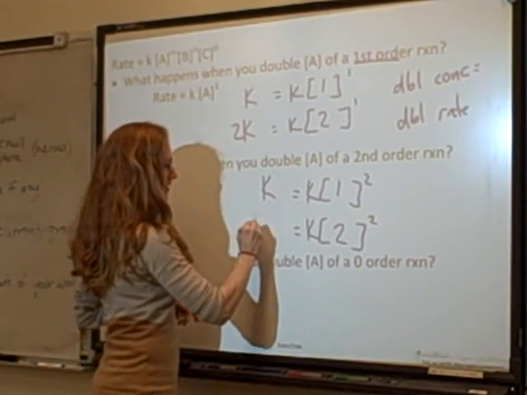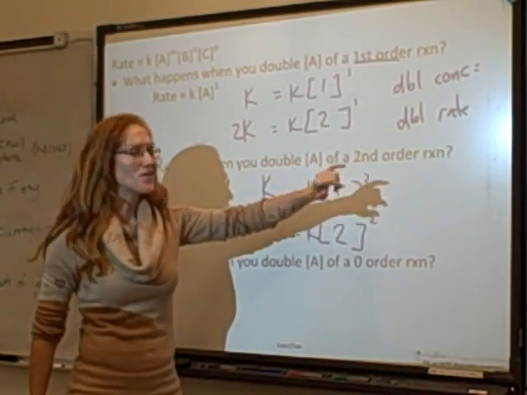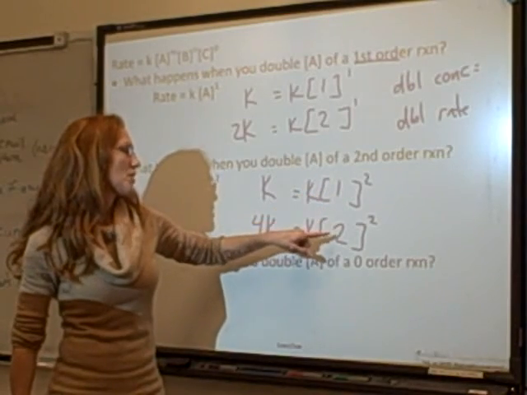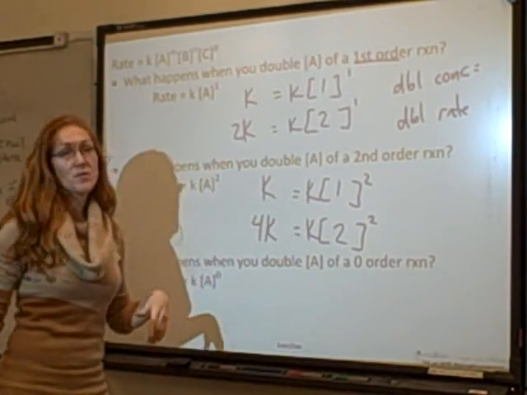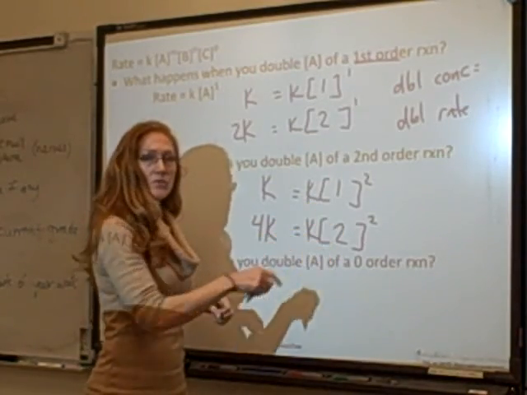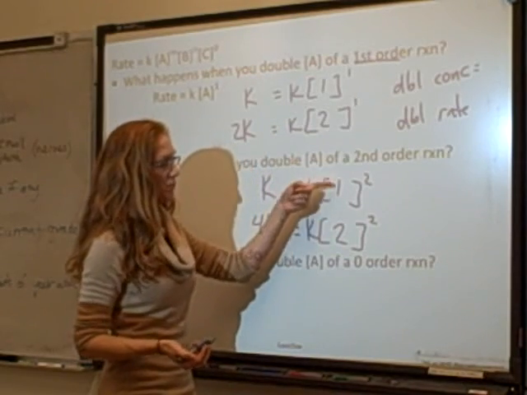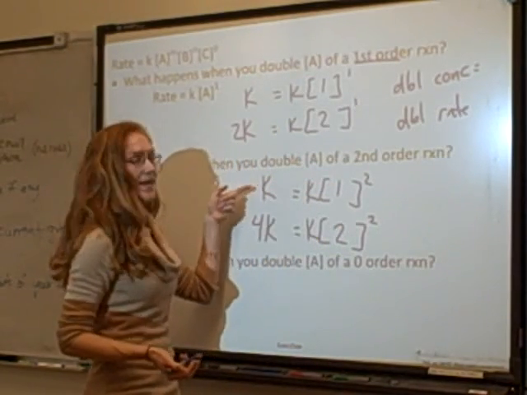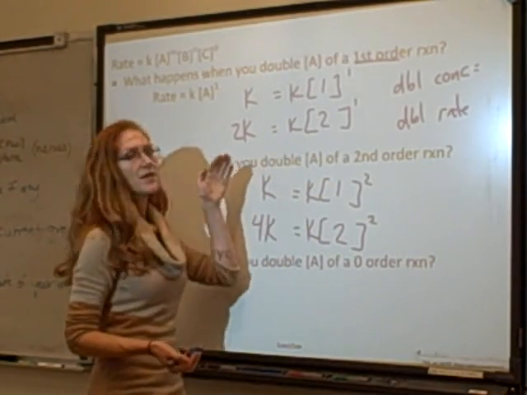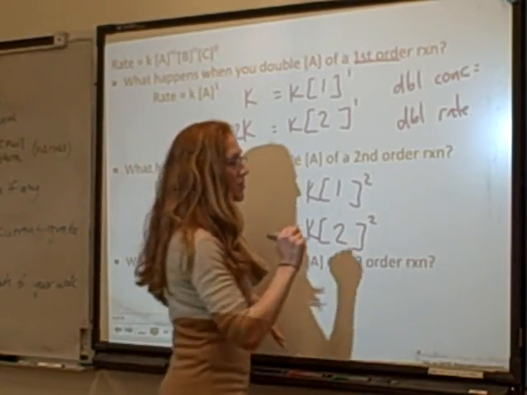Now when I double my concentration, 2 squared is 4. 4 times K, 4K. Okay, so I can see if it is a second order reaction, when I double the concentration, I quadruple the rate. So really I square my change, right? Because my change was a change of 2. 2 squared is 4. If my change was 3, if I went from 1 to 3, I would go from 1K to 9K. So I increase by a factor of 3, square that, the change is squared, it's 9.